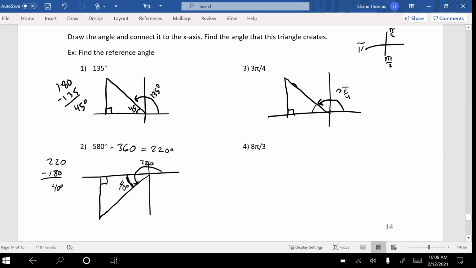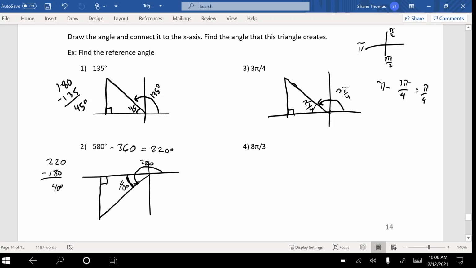This is pi. This is 3/4 pi. So I need to take pi minus 3/4 pi. What's that going to be? It's pi over 4, yeah. All right. So 1 minus 3/4 is 1/4, or just pi over 4, making this angle here pi over 4. My reference angle for 3/4 pi.